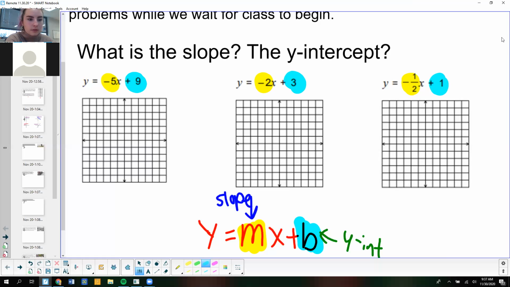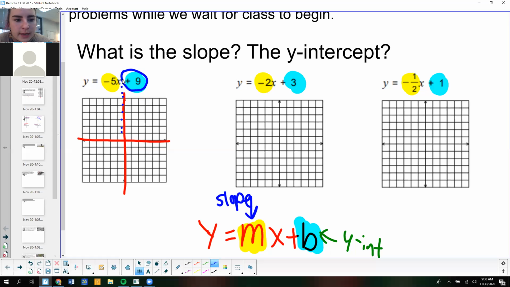Again, practicing graphing these is really helpful, I think, to forming an understanding of what we're doing. So we've got our x-axis and our y-axis. Remember, when graphing one of these, you start at the y-intercept and you use that slope to guide you. In this case, our y-intercept is going to be +9. So we're going to go up 1, 2, 3, 4, 5, 6, 7, 8, 9. So it would be somewhere up there.